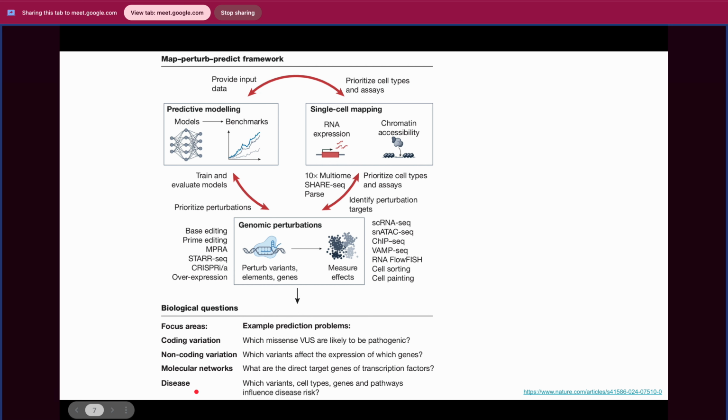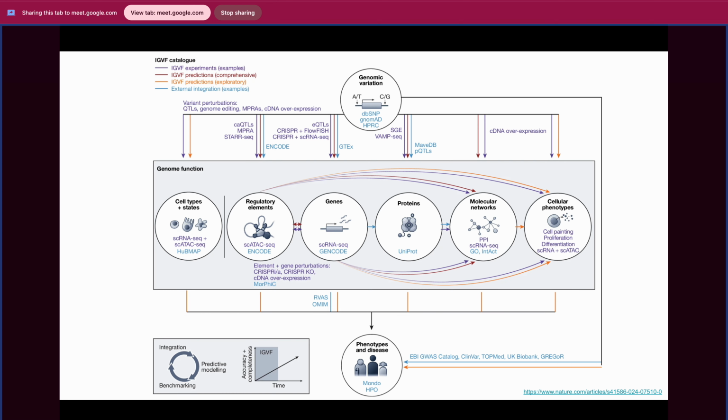Then the next thing is the disease. Which variants, cell types, genes, and pathways influence the disease risk? That can also be answered by using their technique of predictive modeling. And this is the bigger flowchart of their IGVF catalog. In this, they have clearly mentioned that these purple lines represent the IGVF experiments. Whatever information is taken from experiments is mentioned in purple color, and in red color they have mentioned the predictions which they have done. The IGVF predictions exploratory are mentioned in orange color, and in blue color, external integration, for example, if they have taken data from some external databases.